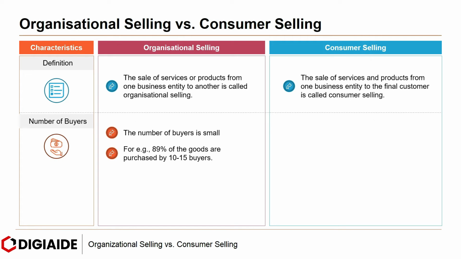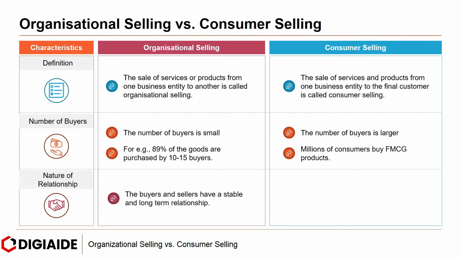In organizational selling, the number of buyers is small. For example, 89% of the goods are purchased by 10 to 15 buyers. But in case of consumer selling, number of buyers is larger. Millions of consumers buy FMCG products. The nature of relationship. The buyers and sellers have a stable and long-term relationship in organizational selling, whereas in consumer selling, most relationships formed are for short-term.